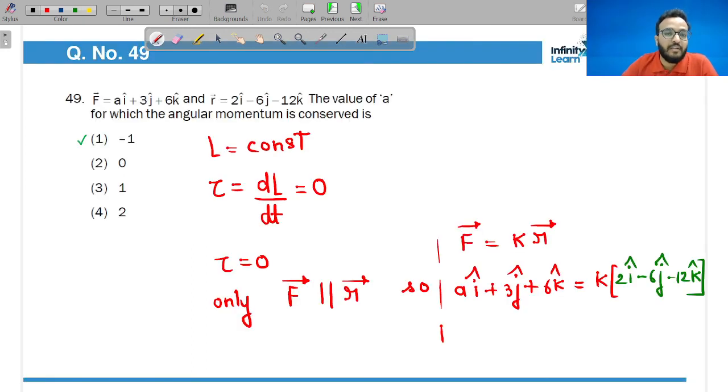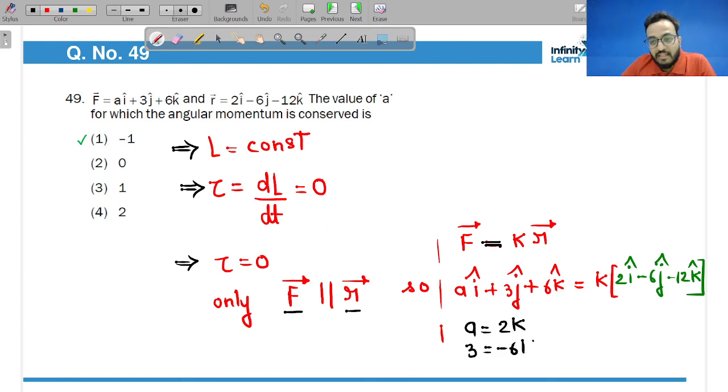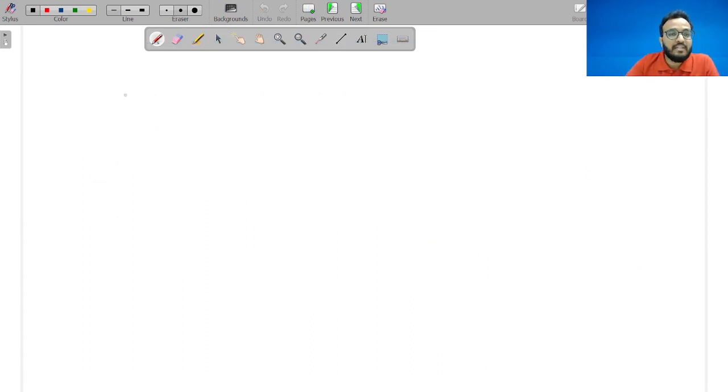Got it? Now here they are saying that angular momentum is conserved. So L is constant. If L is constant, tau, which is dL by dt, will be 0. If torque is 0, that means force and position vectors are parallel to each other. That means F is equal to k times the vector r, where k is a constant. So we can compare and say that a is equal to 2k, 3 is equal to minus 6k, and 6 is equal to minus 12k. So if you solve it, 6 is equal to minus 12k, so k is minus half.